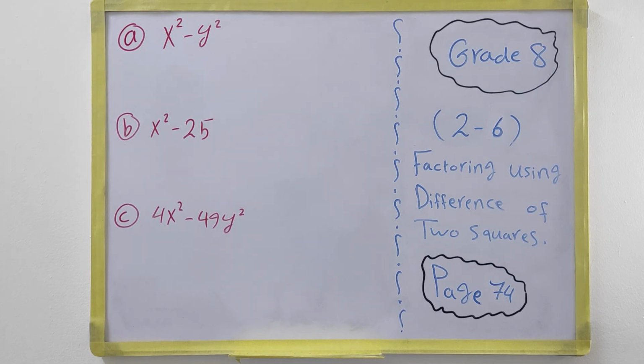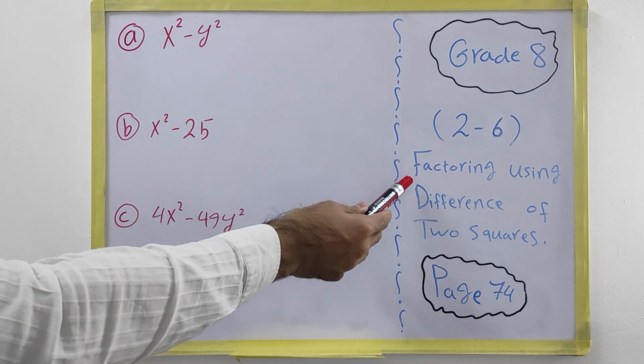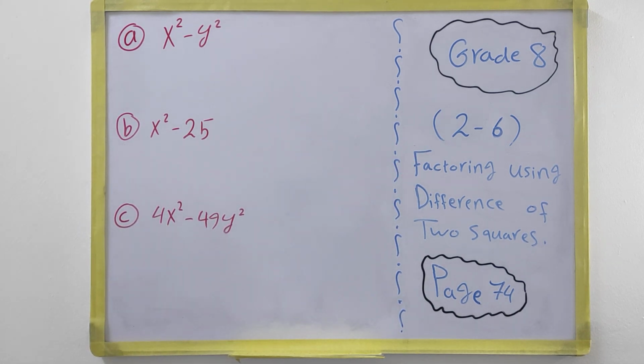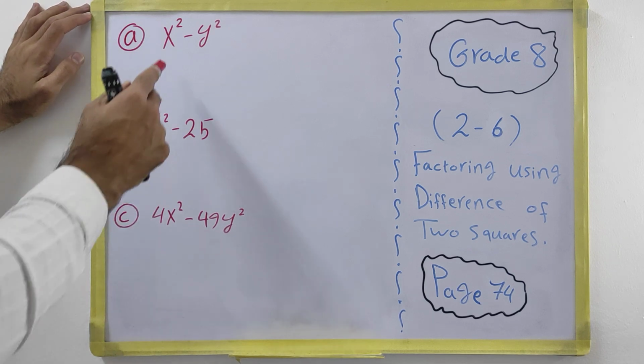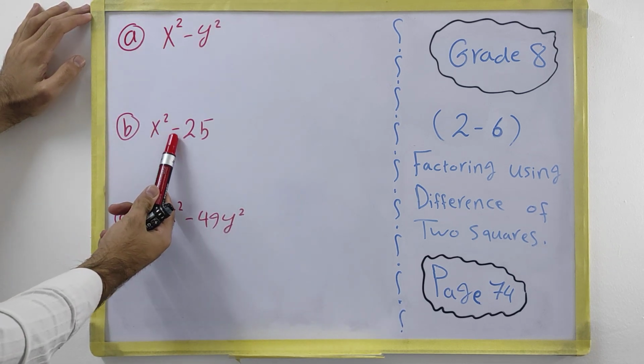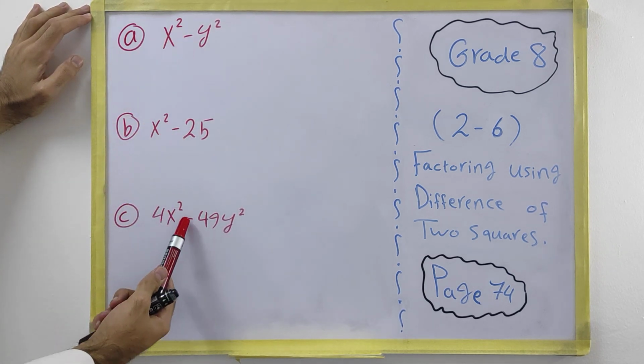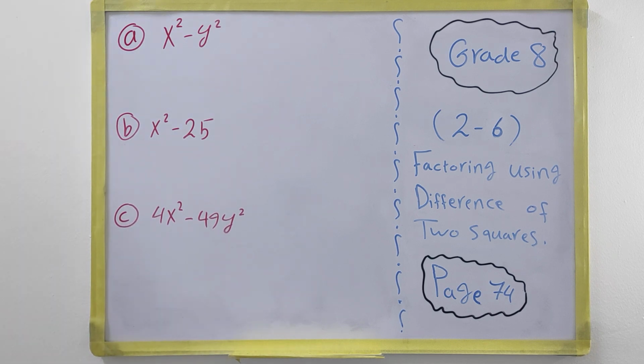Hi everyone. In this video in grade 8 we have chapter 2 section 6, which is about factoring using difference of two squares. Difference of two squares, at first we have to know that difference means subtraction, minus. What we talk about is all minus between two things.